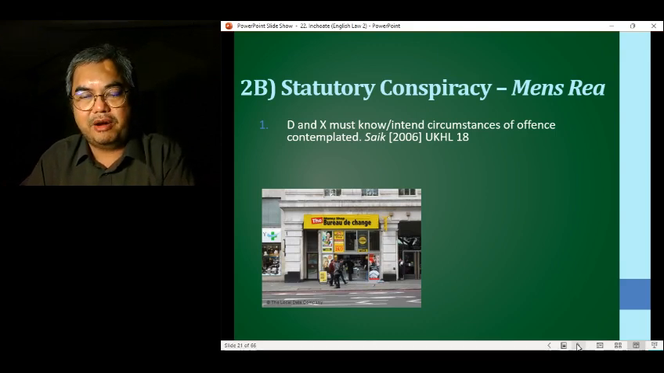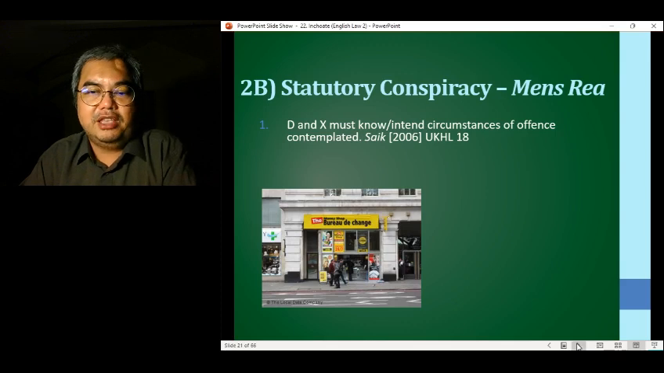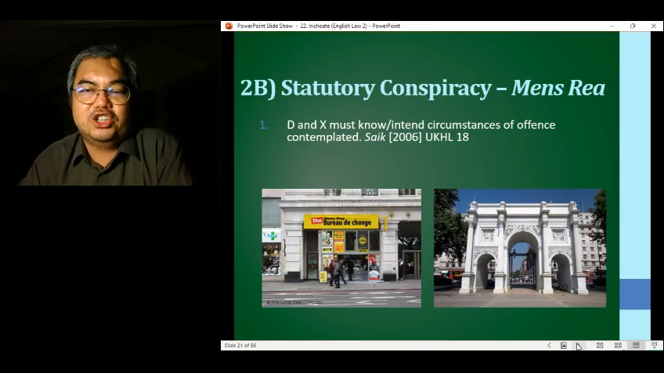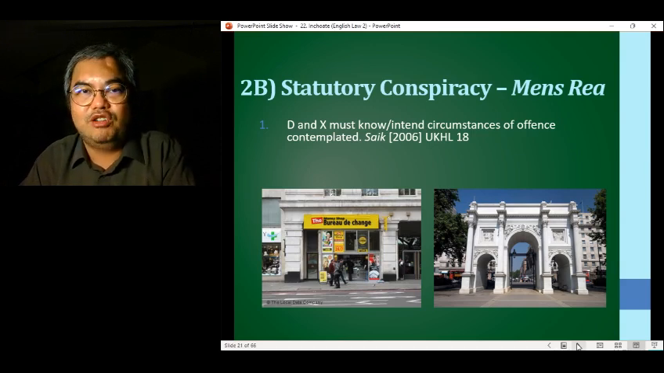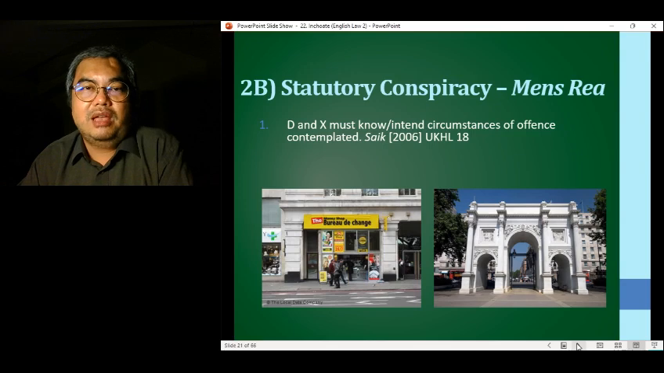Apparently, the facts were that this was a money changer located near Marble Arch in London. And Marble Arch in London is quite popular, especially among Malaysian students, because that's where the Malaysian High Commission is. And if you want to have good nasi lemak when you are in London, you go to the Malaysian High Commission to eat that.